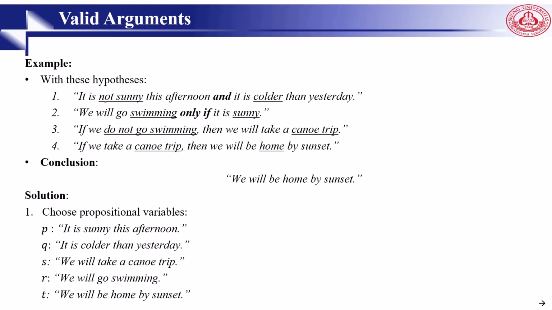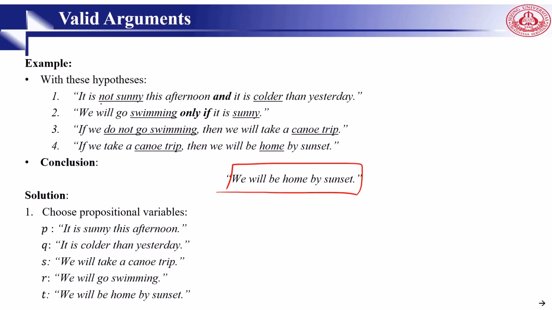If it is not sunny this afternoon and it is colder than yesterday, this is hypothesis number 1. We will go swimming only if it is sunny. This is the second fact. Third, if we do not go swimming, then we will take a canoe trip. Boat canoe, right? 4, if we take a canoe trip, then we will be home by sunset. And based on all, we will be home by sunset. Valid or not? In order to do that, we will translate it into propositional logic.